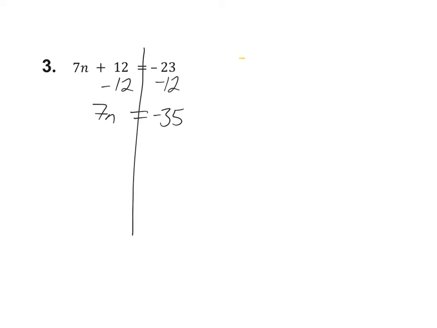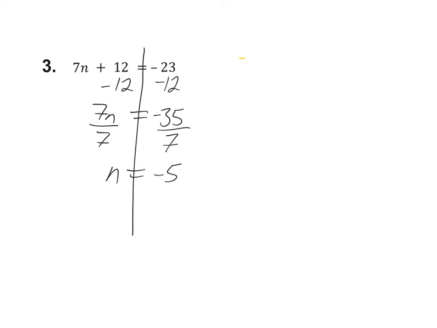How did I get that? I just added the two numbers together and then I put a negative sign in front since they were both automatically negative. Okay, now how do I get rid of the 7? I'm going to divide both sides by 7. So I have n equals negative 35 divided by 7 is negative 5.